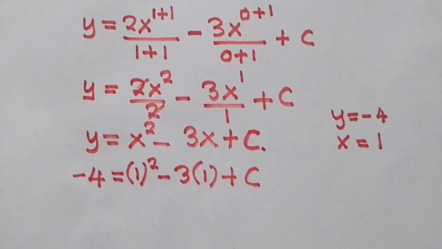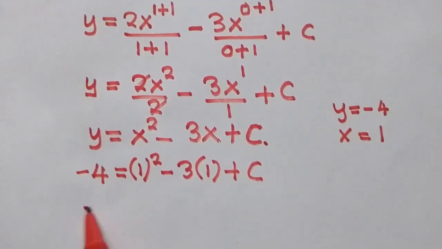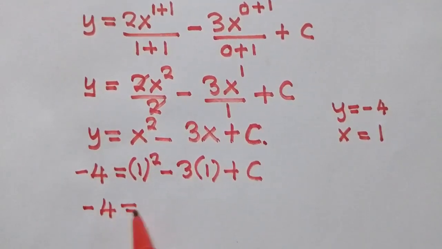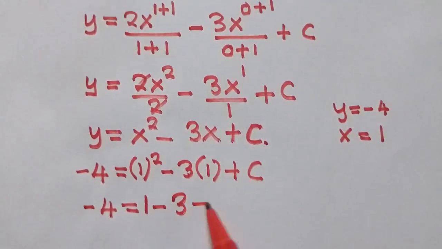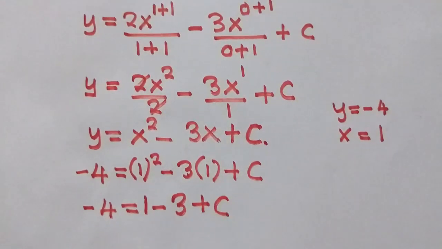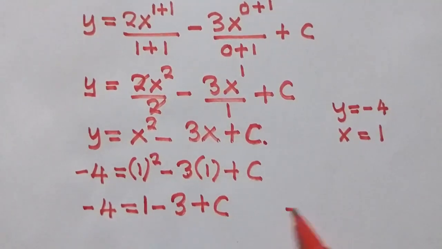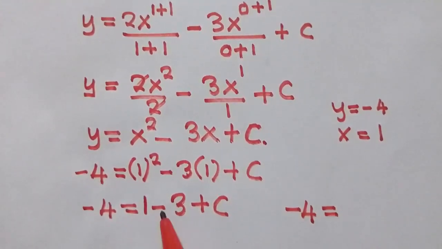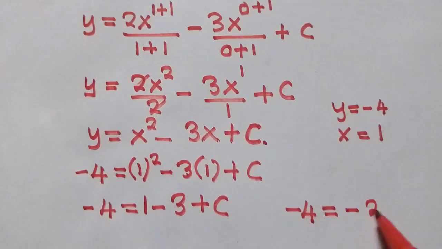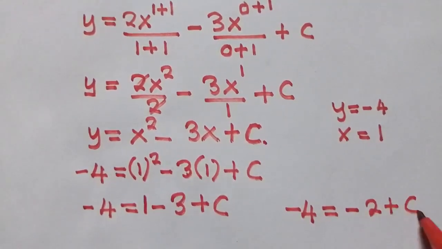So with this, now I continue and I say -4 is equal to what? What is 1 squared? It is 1. Minus 3 times 1, it is 3. Then I say plus c. This is the same as -4 is equal to 1 minus 3, -2, plus c.